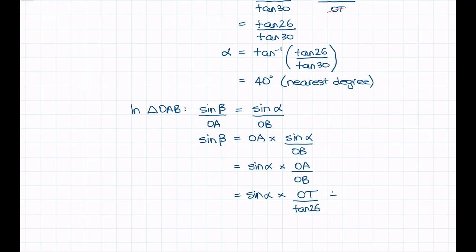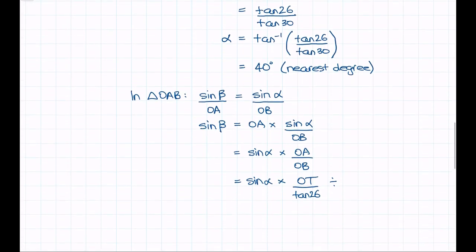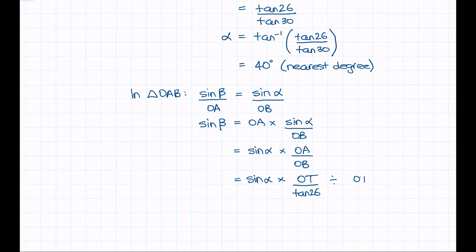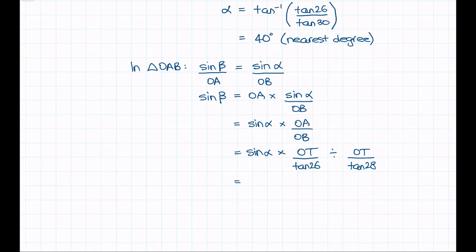And that's being divided by OB, which we've worked out is OT over tan 28. So OT over tan 28. And just like before, we can deal with one fraction being divided by another. So we'll keep the first fraction, we will flip the second fraction, and then we will change the operation to times. And just like before, even though we don't know the length of OT, it doesn't matter because they cancel out.